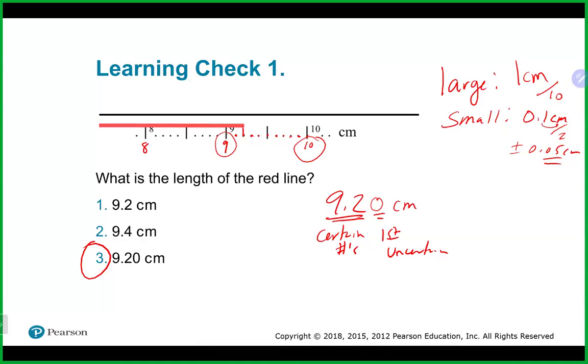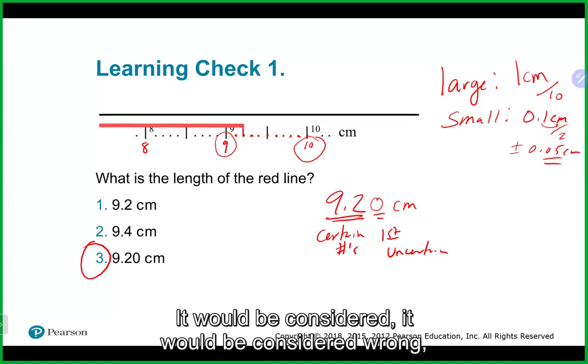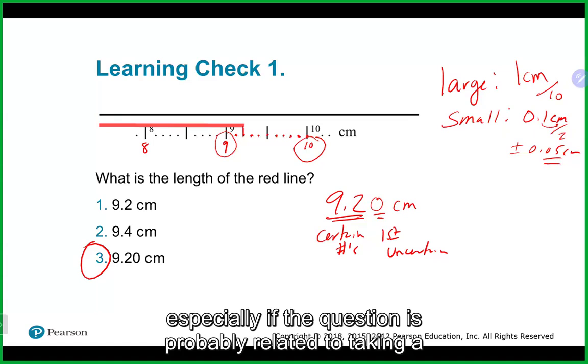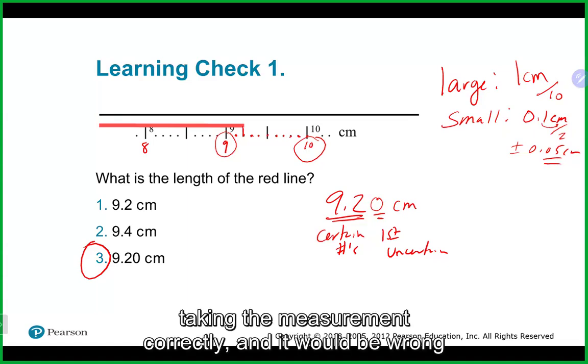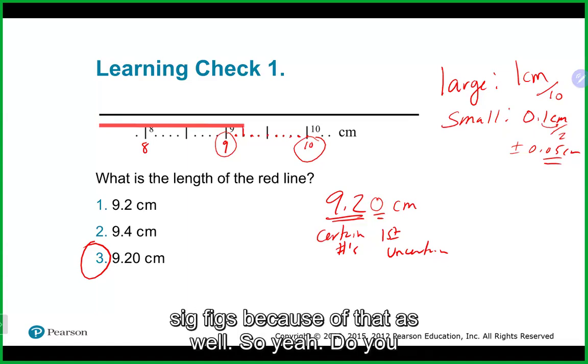Yeah. It would be considered wrong, especially if the question is related to taking a proper measurement. Properly, it would be wrong based on taking the measurement correctly, and it would be wrong sig figs because of that as well. So yeah.